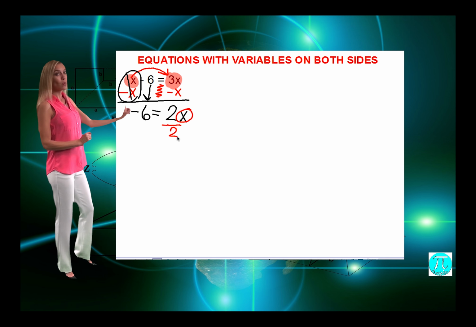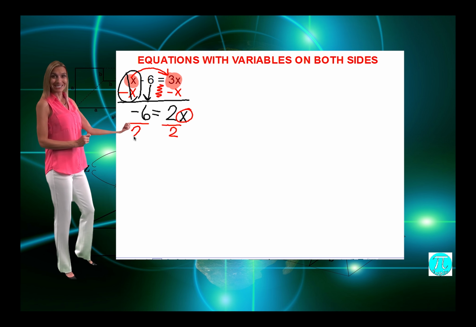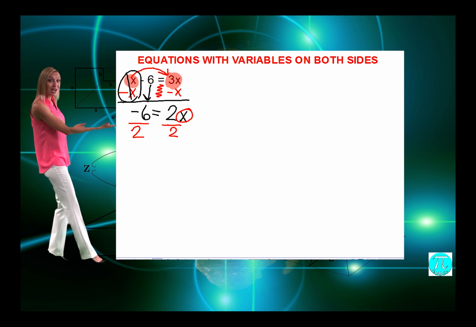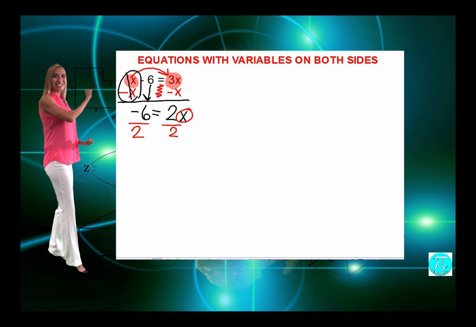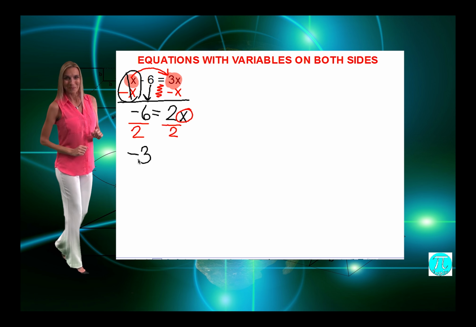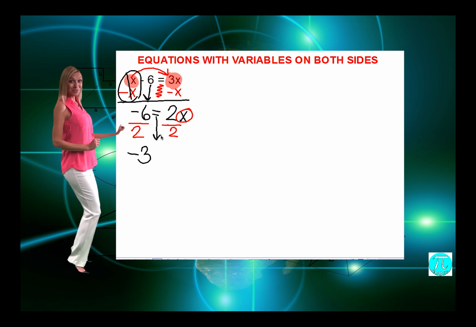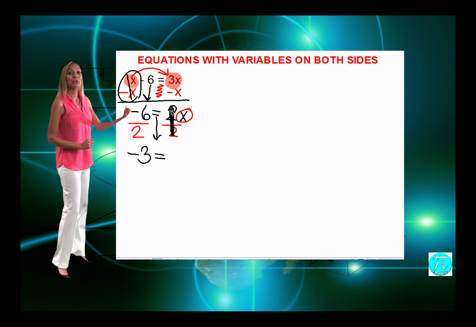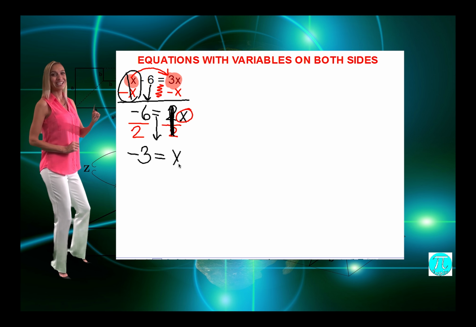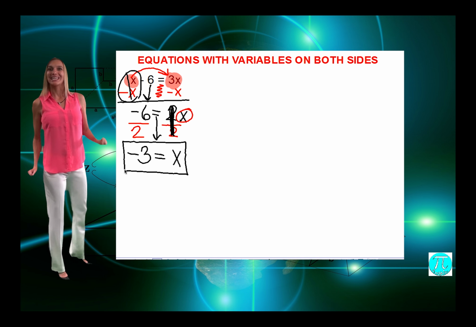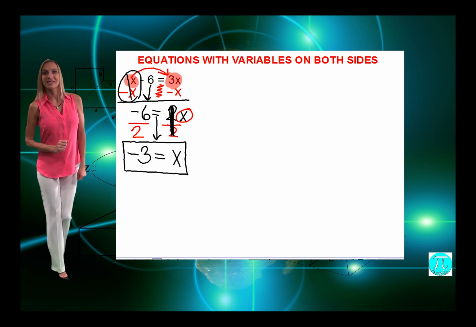To make 2 to be 1, I have to divide it by itself. What I do on one side, I do on the other side of the equal sign. And negative 6 divided by positive 2 is negative 3, equals, don't forget to drop that equal sign. 2 divided by 2 is 1, and it's a 1x. So our solution is negative 3 equals x.